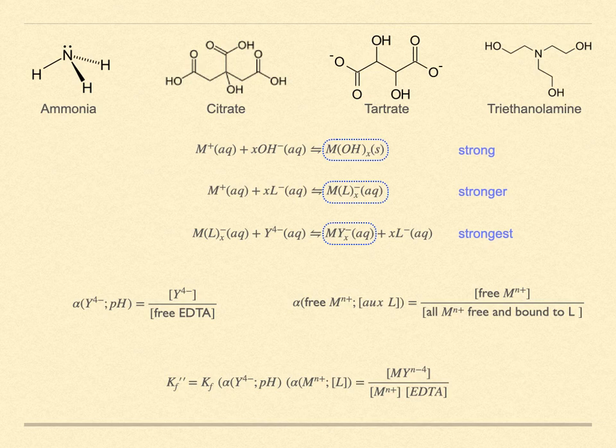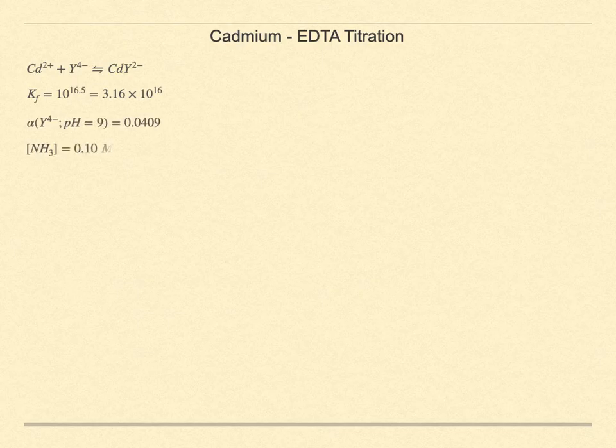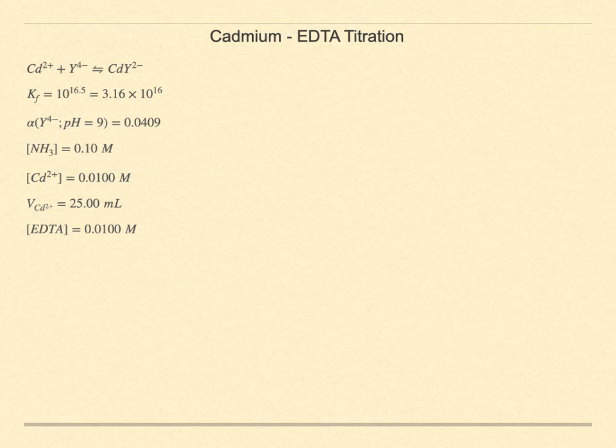This further decreases the magnitude of the formation constant, but it allows us to calculate with the total EDTA concentration and the total metal ion concentration. Consider a cadmium EDTA titration. Kf is 10 to the 16.5, and at a pH of 9, the fractional composition of the EDTA is 0.0409.